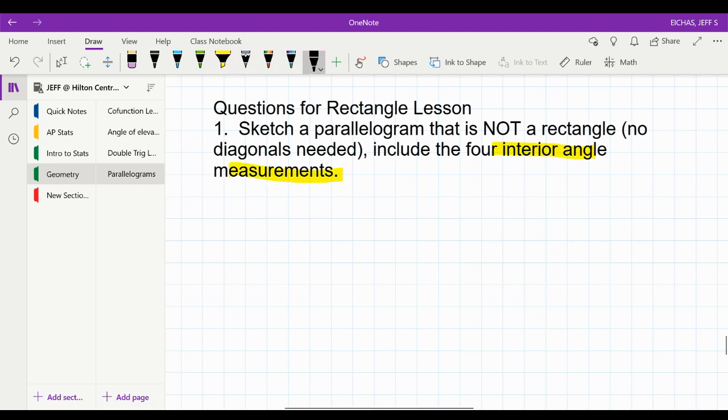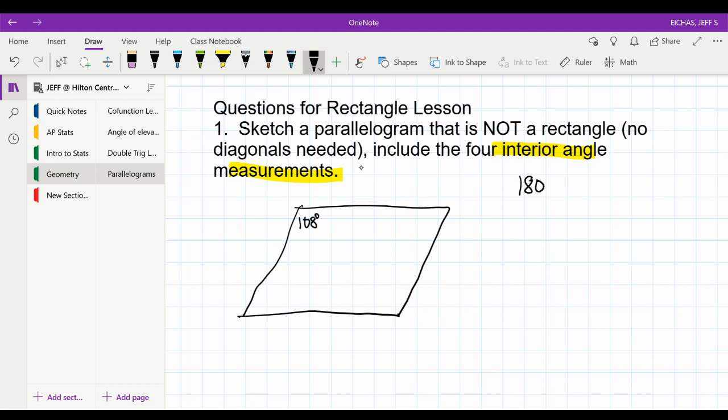So really simple. Sketch a parallelogram. It's not about what it looks like. It's more about the measurements that you use. Okay. So we just want the interior angle measurements. We don't need any other marks. What we could do is choose an angle measurement. Let's try something that's above 90, obtuse.